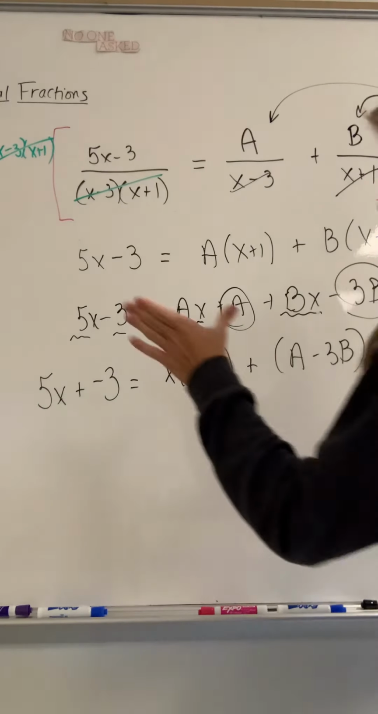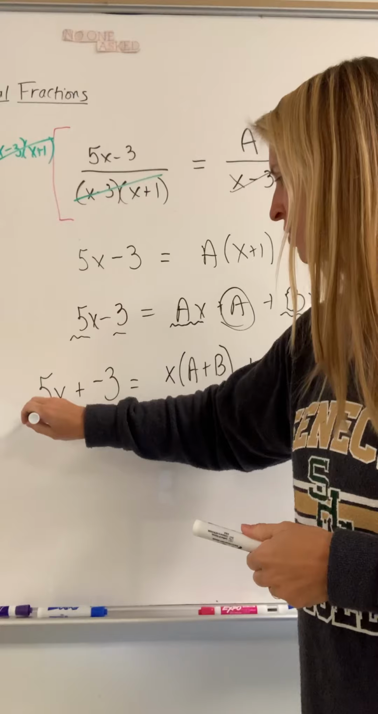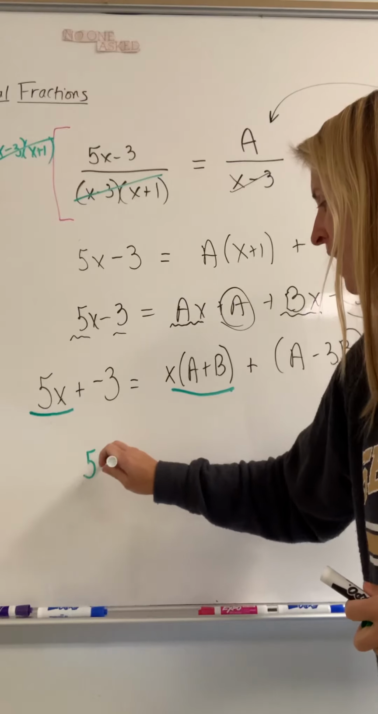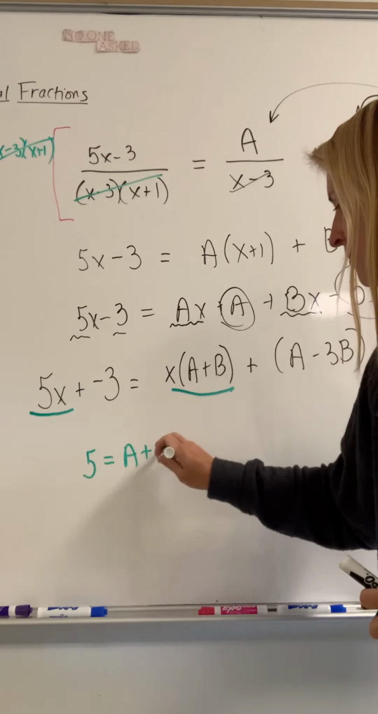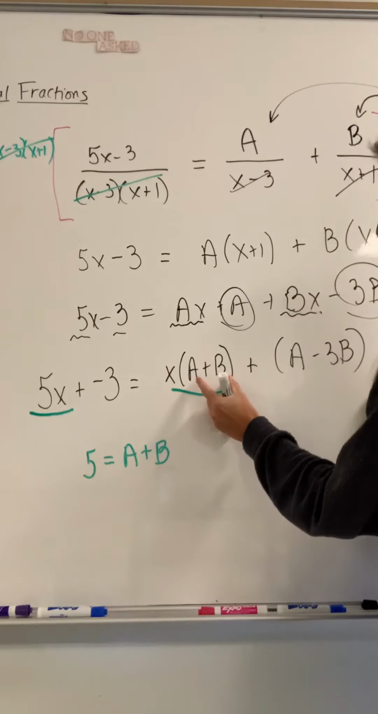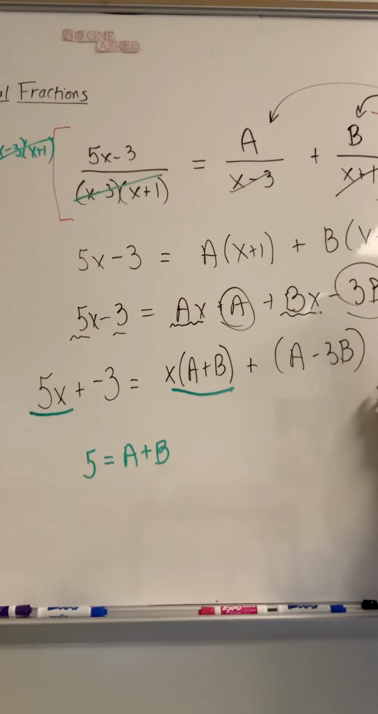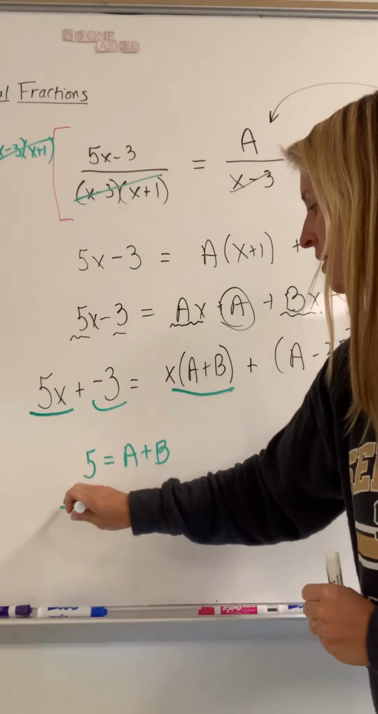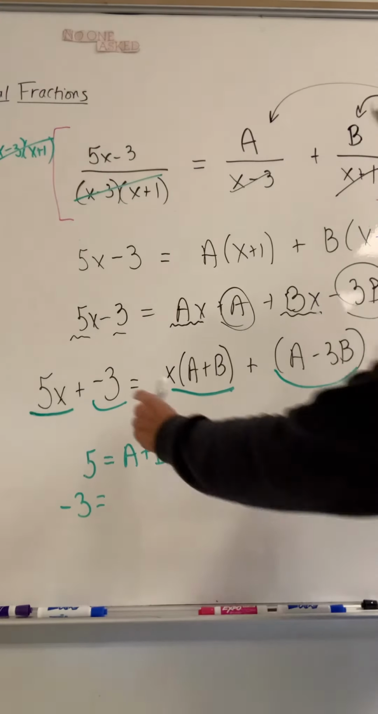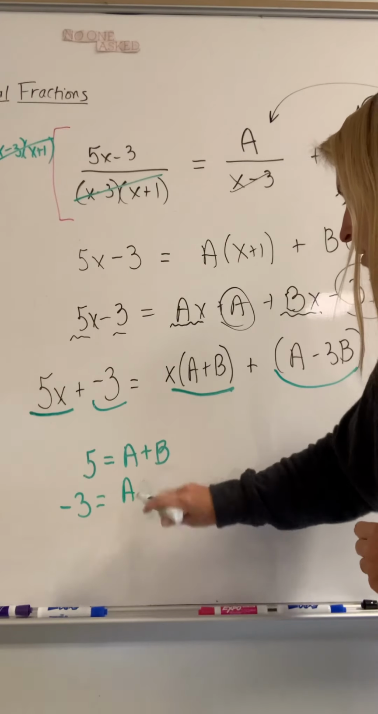Well, the left side has to equal the right, and this is the term with x, and this is the term with an x. I know then that 5 has to equal a plus b. This 5 is the coefficient of x, and a plus b is the coefficient of x on this side. So a plus b must work out to be 5. Likewise, negative 3 is the number without an x, and this is the number without an x. So negative 3 must equal a minus 3b.